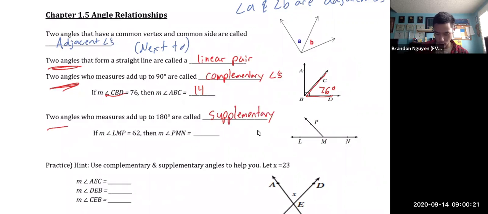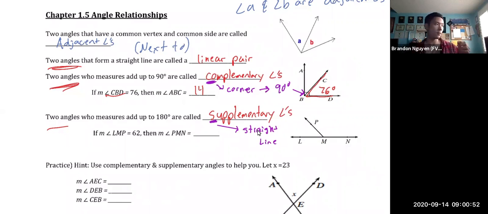Supplementary angles. For memory's sake, complementary starts with a C. I kind of think that means like corner, so AKA 90 degrees, or like this corner. This is not real notes, this is just what I use to remember. Supplementary starts with an S. That basically just means straight line. Straight line, so it's 180 degrees.